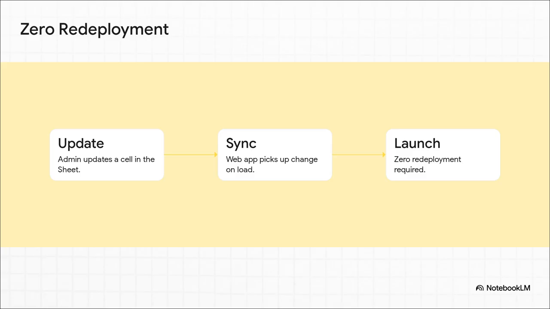Let's walk through it. Say an administrator wants to change a question, update a description, maybe swap out a video link. Step 1, they just update a single cell on the sheet. Step 2, the web app instantly picks up that change the very next time a user loads it. Step 3, zero redeployment required. You literally don't have to touch the code at all.